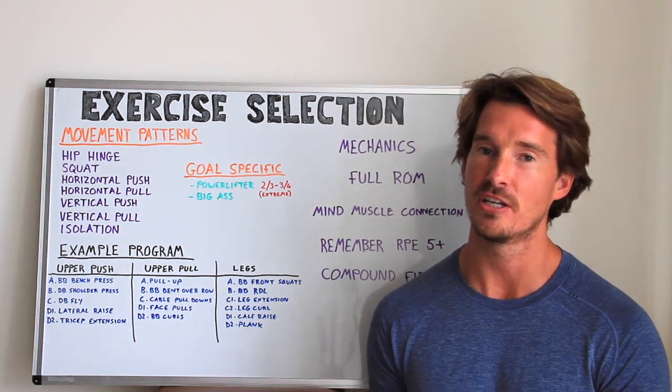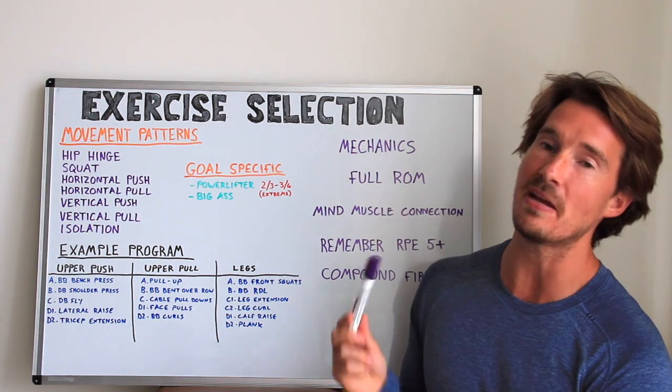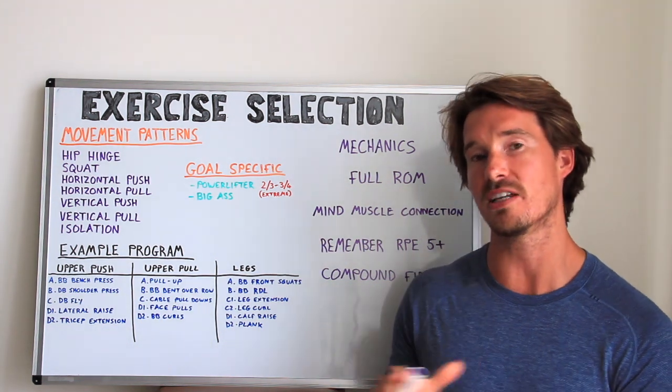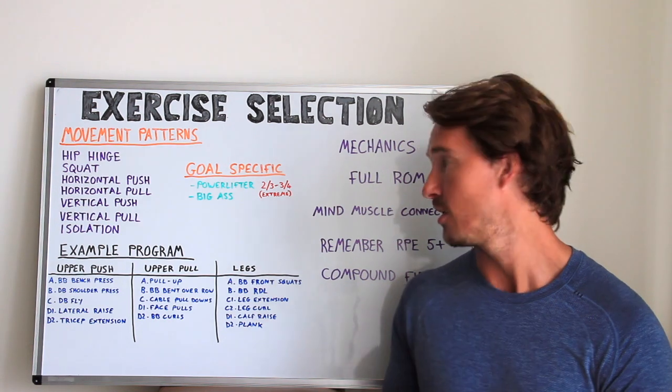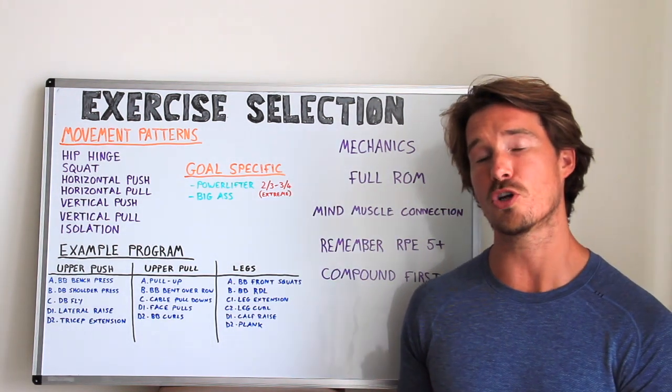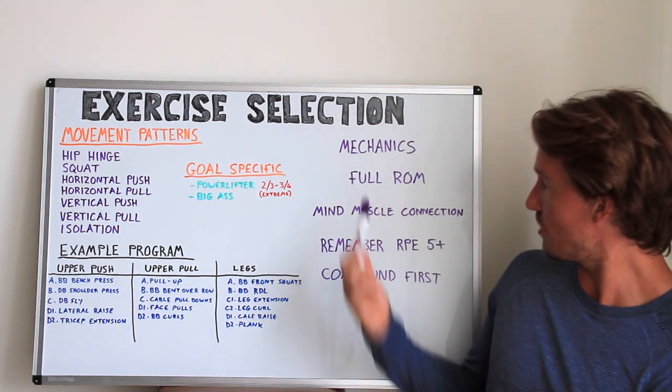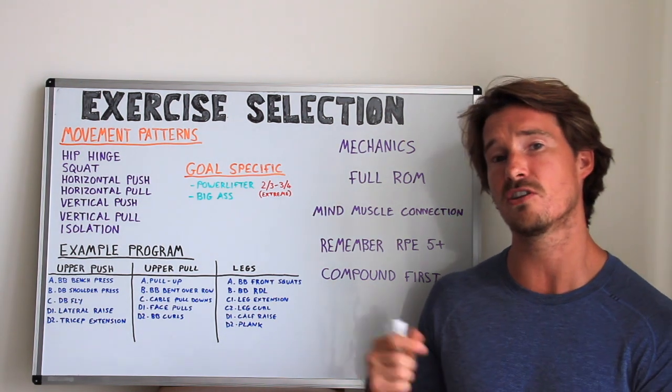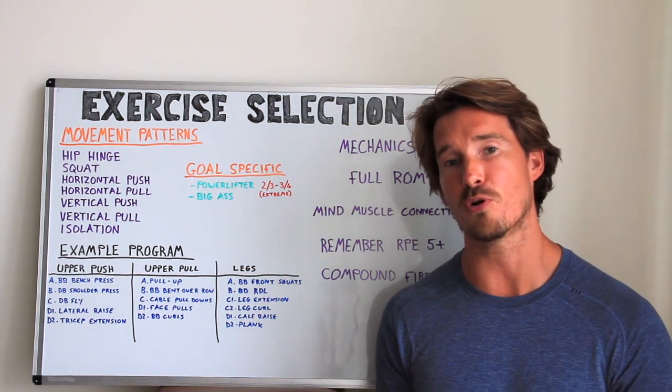Today is video number 4 in the 5-part series on resistance training, and today's video is exercise selection. So in this video I'm going to explain to you the basic movement patterns. I'm going to show you an example program and how to set it up. Also how to make it a bit more goal specific, and there's a few things written down here on the right hand side that you want to take into consideration when designing your program.